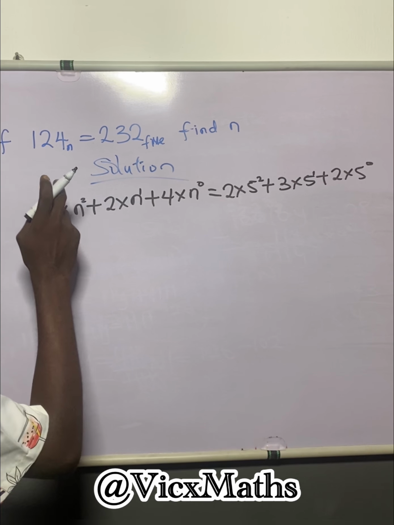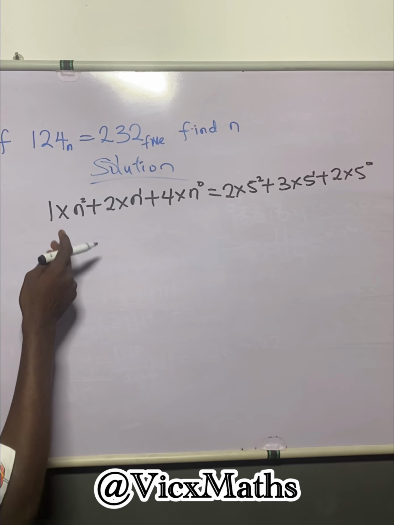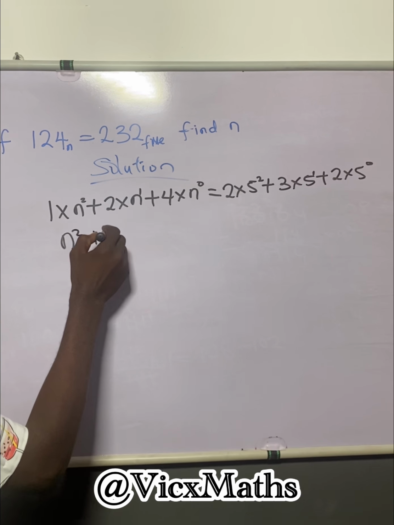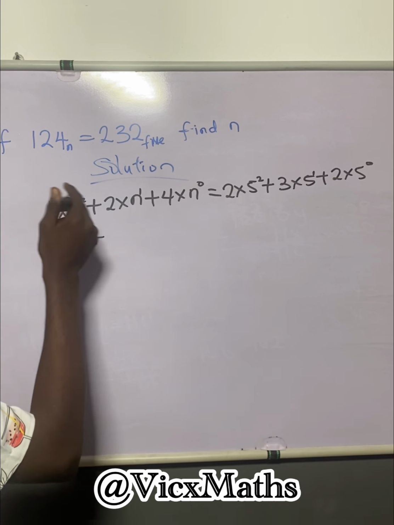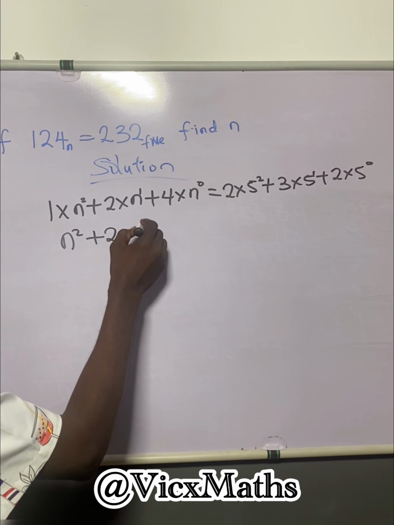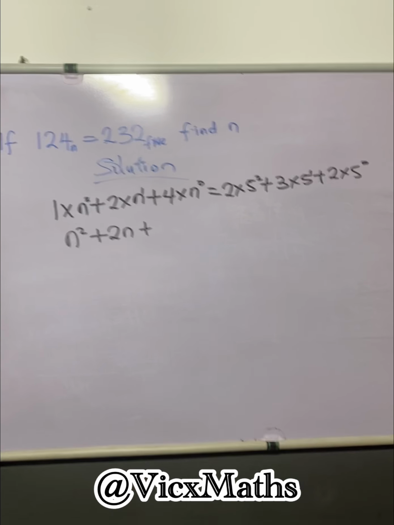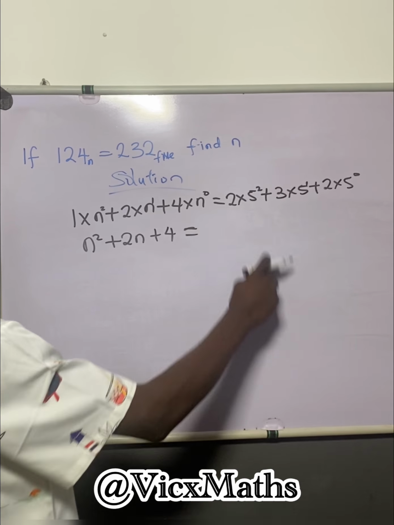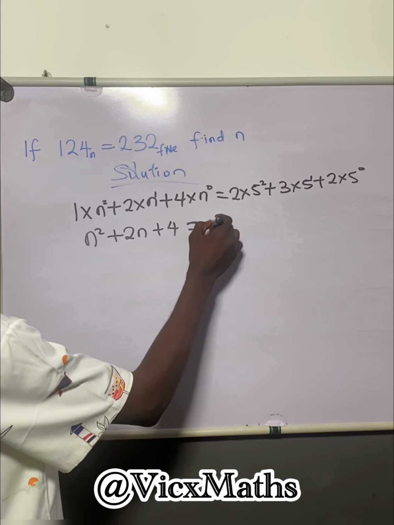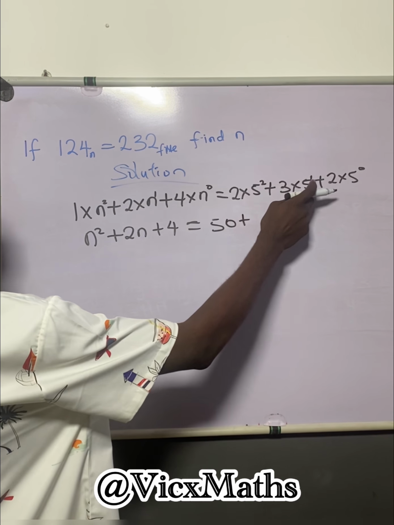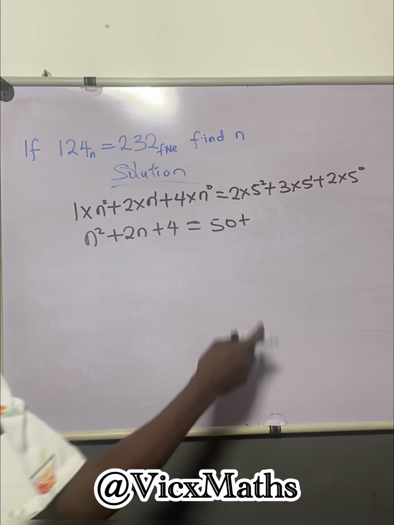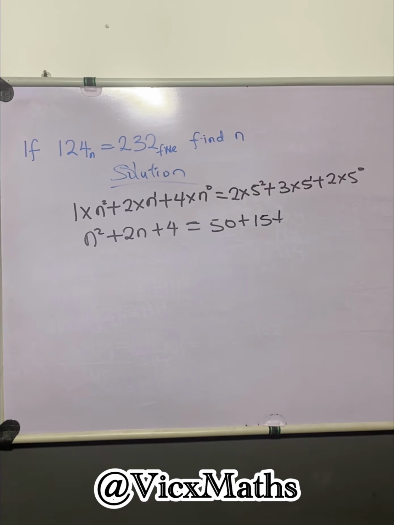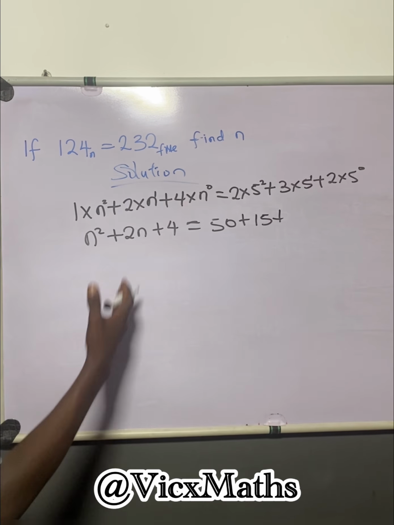n raised to power 2 times 1 will give us the same thing, plus n raised to power 1 is n times 2 will give us 2n, plus n raised to power 0 is 1, and 1 times 4 is 4, equal to 5 raised to power 2 is 25. 25 times 2 is 50, plus 5 raised to power 1 is 5, 5 times 3 is 15, plus 5 raised to power 0.